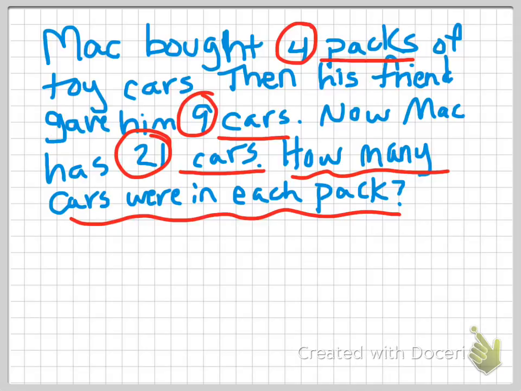I'm going to start out by thinking about what I know, and that he has 21 total cars, and think about what happened to those 21 total cars. Well, he got those by getting 9 from his friend. But I want to work backwards to what he originally had in the packs, those 4 packs he had. So I'm going to take away those 9 cars that his friend gave him, leaving me with 12 in his original packs.